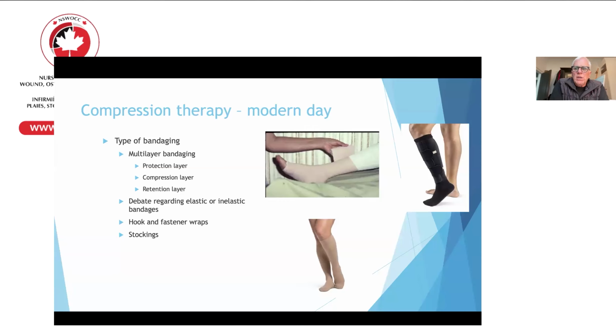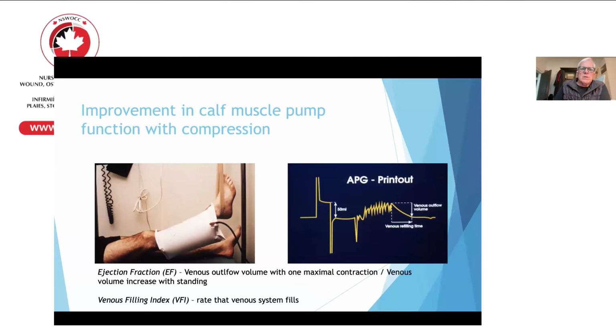They have slightly different properties and actions, but not a lot of evidence that they have different impacts on the healing process. We also have the hook and fastener wraps, or the ones with Velcro just shown up on the top right there, and also we have compression stockings. So there's been a lot of work that's shown that this does improve calf muscle pump function. And a lot of that, doing ambulatory venous blood pressures is somewhat more invasive.